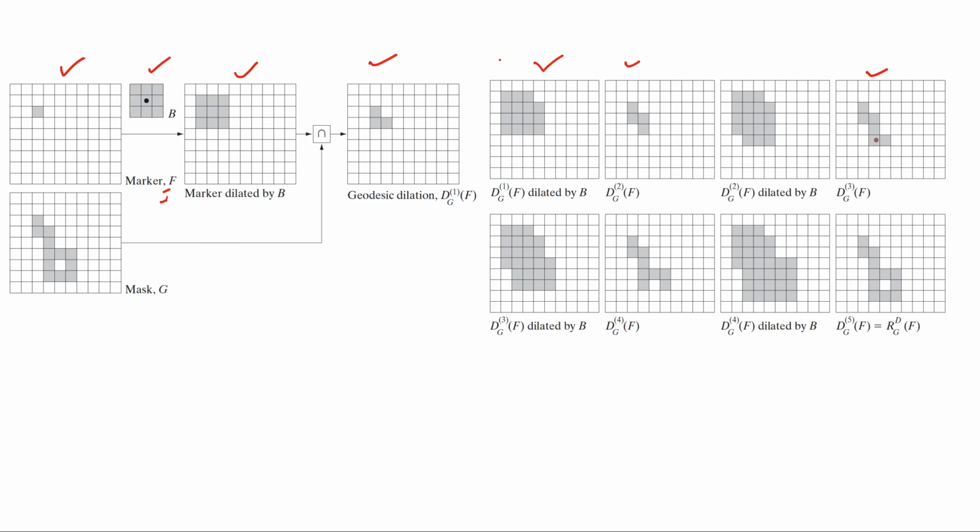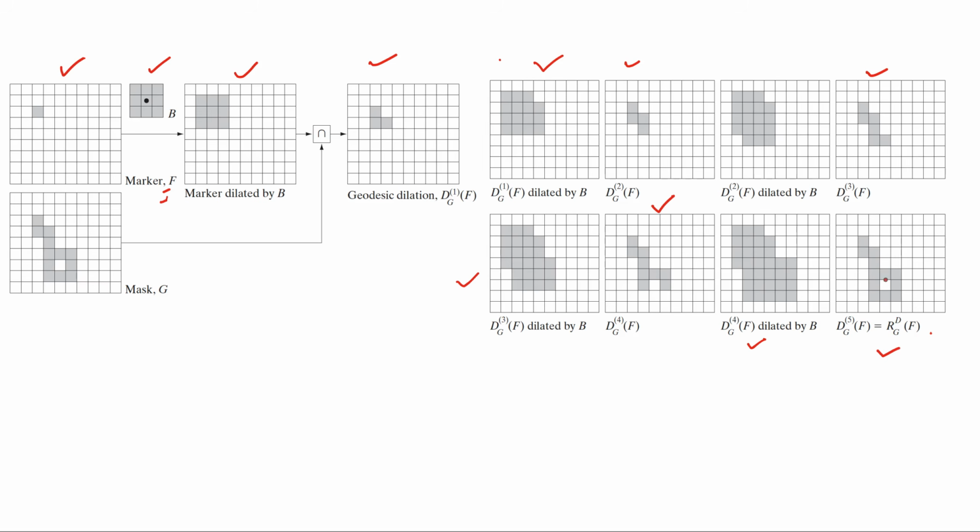Then again after that you dilate this image with this structuring element, then you will get this image. Then you intersect this image with the mask, you will get this one. So this is the result after the 4th time you have applied the geodesic dilation. Then again you expand this image, or you dilate this image using this structuring element, so you will get a result of this kind. You intersect this image with this mask, you will get a result of this kind.